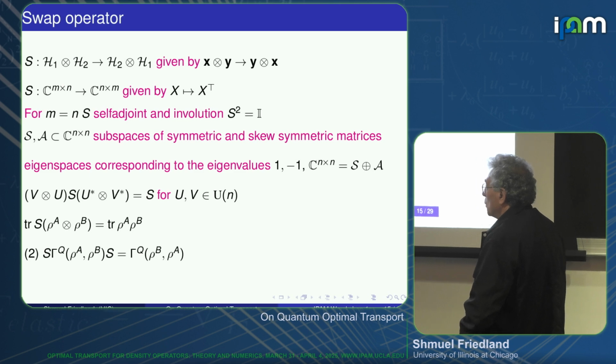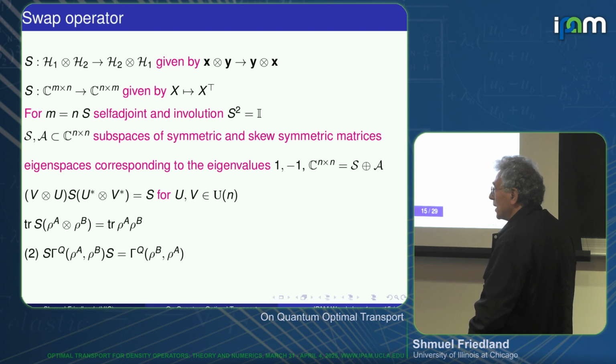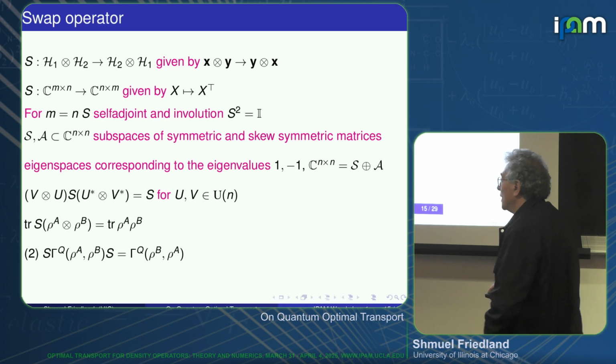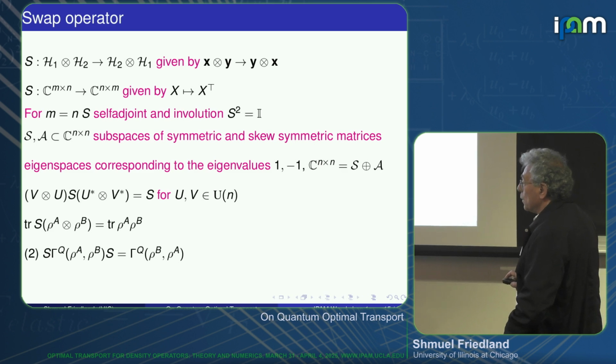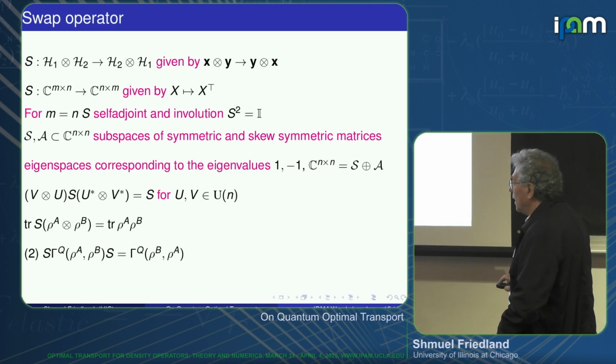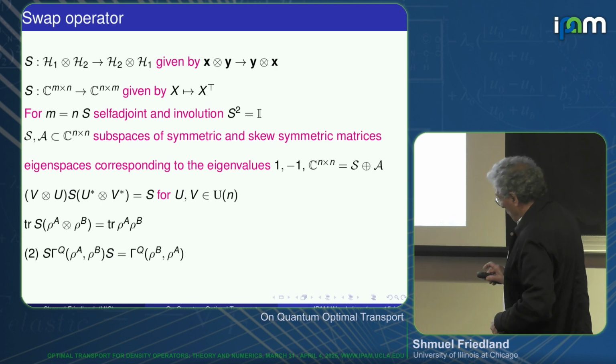The point is, when you want to preserve the swap with two local operations, it's not so simple. From this side you have to take U star, but here it is U, so this is not going to preserve the identity. If you take the trace of S rho A tensor rho B, it's just trace of rho A rho B. I think it's called Werner's formula. And if you take the transpose of rho A tensor rho B, you're just going to transpose this one.